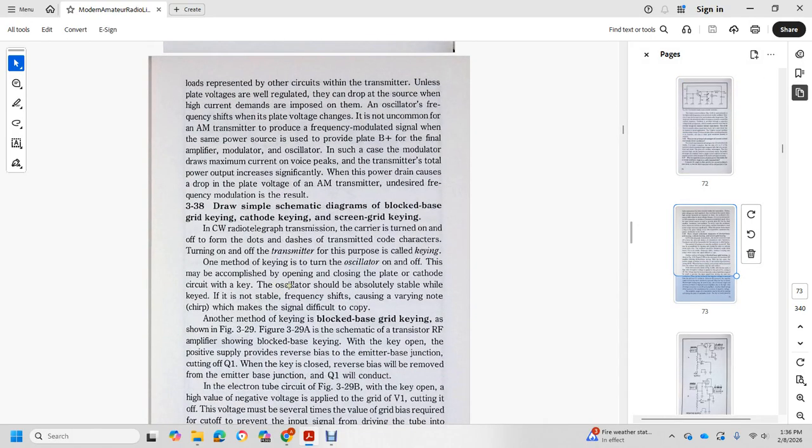Draw a simple schematic with a block base grid key, cathode key, screen key. The CW radio transmission carrier is tuned off in the form of the dots and dashes of transmitted code characteristic, turning on the transmitter for the purpose of code keying.